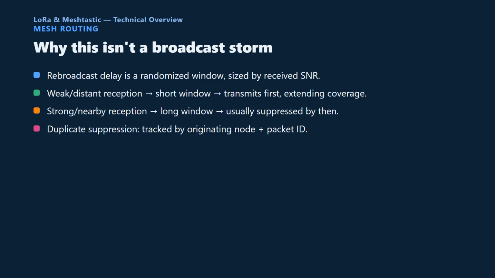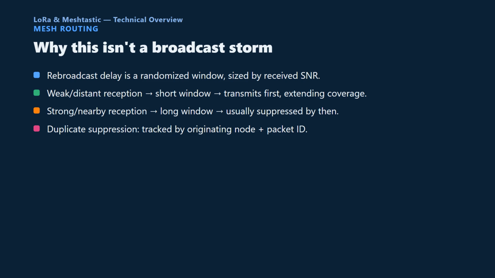So why doesn't this turn into a broadcast storm the moment a mesh gets dense? Contention. Before rebroadcasting, a node waits out a randomized window sized by the signal-to-noise ratio of the packet it just received. A weak, low signal-to-noise reception implies you are far from the original sender, so you get a short window and you tend to transmit first, extending coverage. A strong, nearby reception gets a longer window. By the time it would fire, it has usually already heard someone else's rebroadcast and suppresses its own. Distant nodes go first, nearby nodes stand down. That is the core trick that makes flooding efficient instead of chaotic.